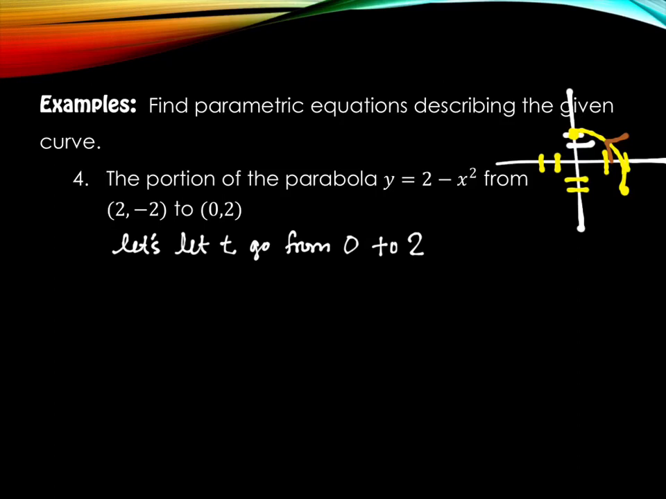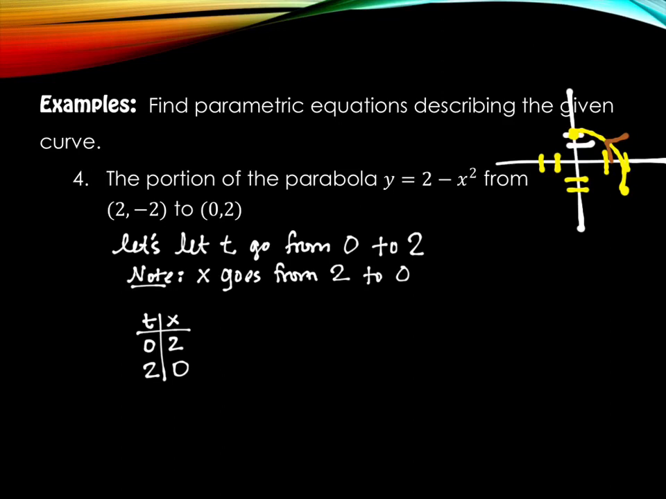What's x doing? X goes from what to what? 2 to 0. Yeah, it goes the other direction, right? It starts at 2, and it goes to 0. So it's exactly the opposite. Now, we do have a curve here, but the curve is going to be taken care of when we get to the y equals equation. We can still do this much like we did the last one with identifying what happens with t and with x. So when t is 0, x is 2. When t is 2, x is 0, as such.